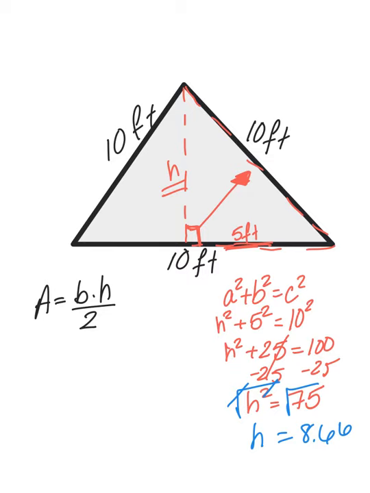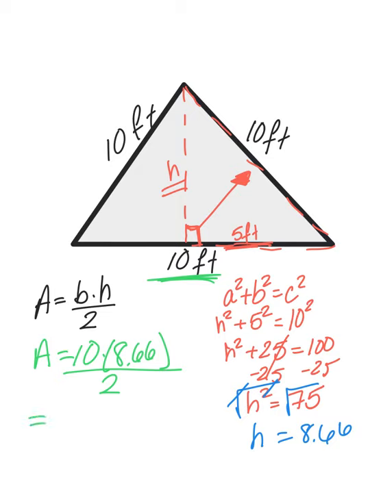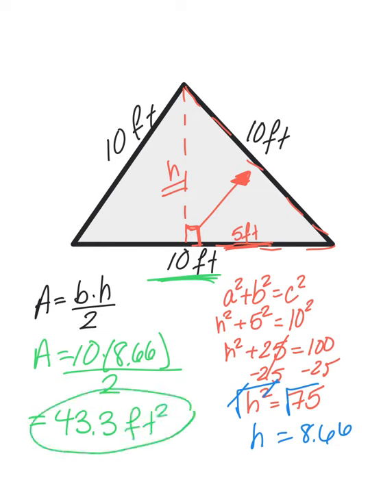All right, so now, I didn't finish answering the question. The question asked for area. So area is base, which we already know is 10, times our height, that's what we just found, 8.66, divided by 2. I plug that all in my calculator: 10 times 8.66, then I divide it by 2. My area is 43.3, and my unit is feet squared.